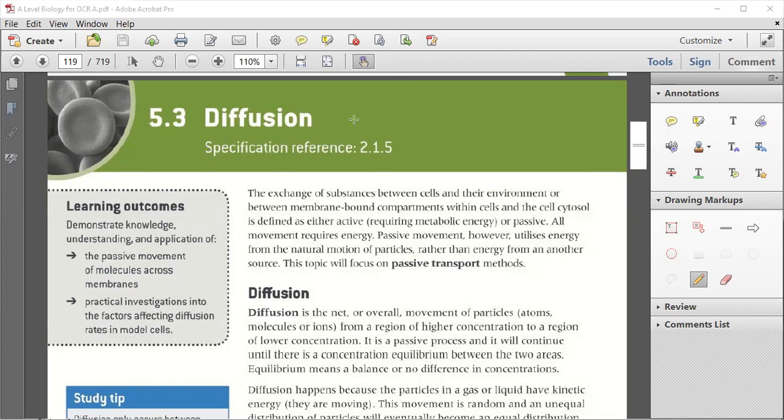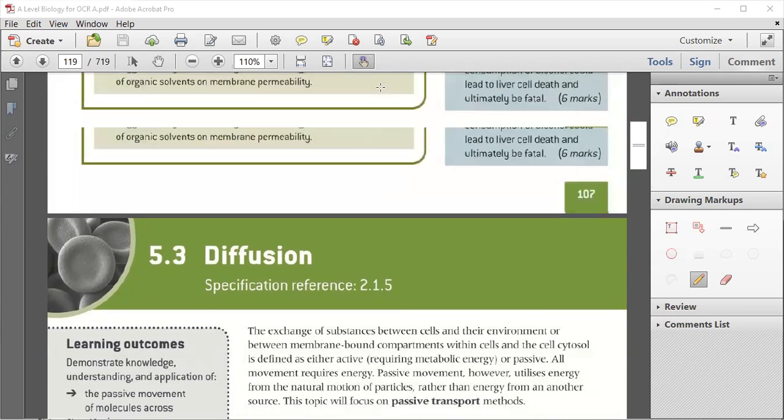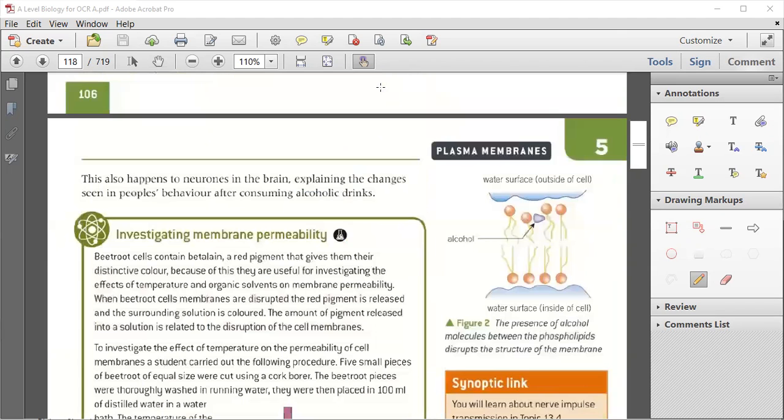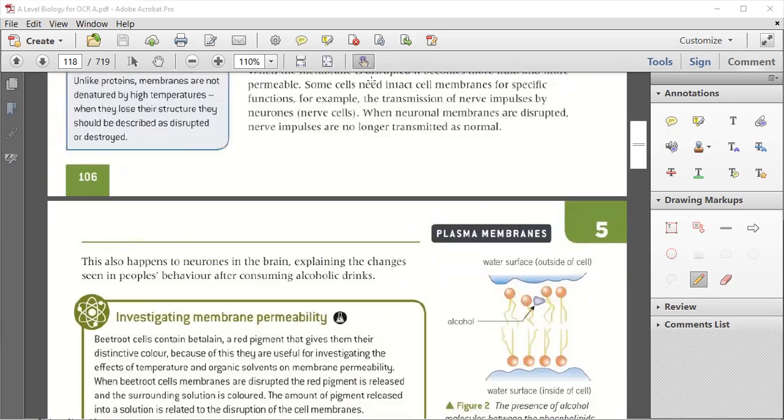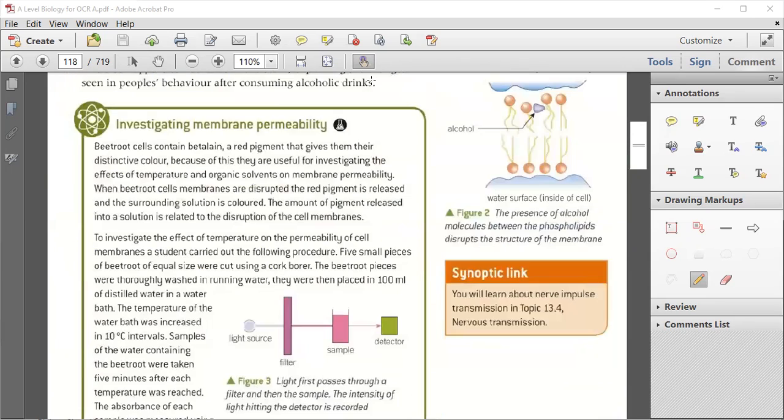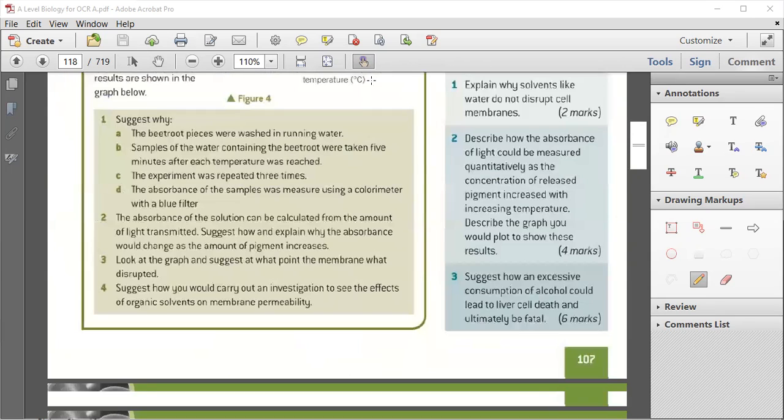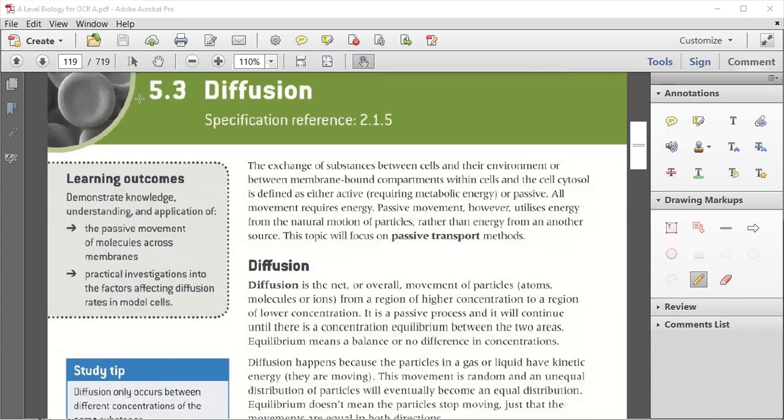So now we are going to start our new topic, that is 5.3, diffusion. In our previous classes, we have talked about the plasma membrane and all these things. Now we are going to start diffusion.